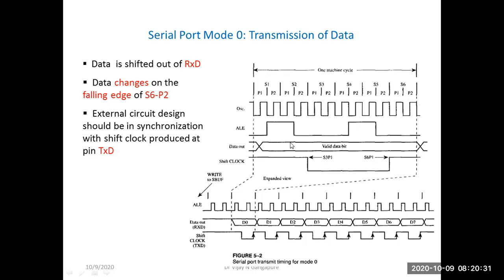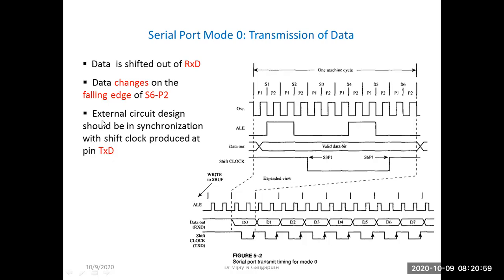Okay, that means here, see here, there is a data. For example, we want to transmit 0 or 1 on RxD, that we will put on the RxD pin, and that data will be there for the whole S1 to S6, and that data changes to the next data bit during the falling edge of this P2 in S6. That is the meaning.